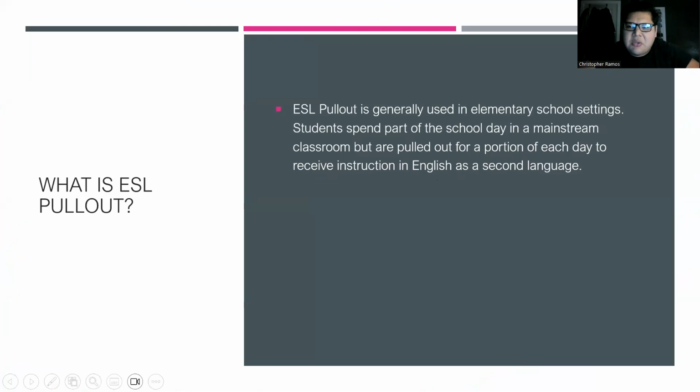ESL pullout is generally used in elementary school settings. Students spend part of the school day in a mainstream classroom but are pulled out for a portion of each day to receive instruction in English as a second language. So basically, to put it in shorter words, ESL students are pulled out of the general class and are in a different classroom where teachers focus on ESL students. And that's that. Next slide.